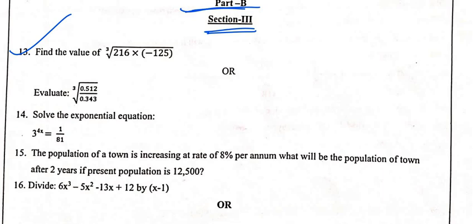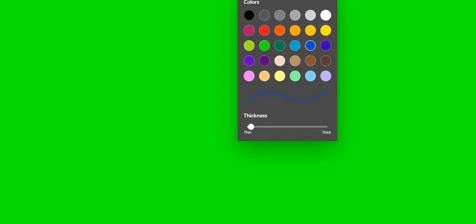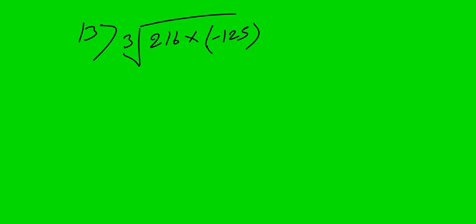So how will we solve it? Many students are confused, so here I am going to explain how to solve it. Our question number 13 is: find the cube root of 216 into minus 125. Most of the students are aware that 216 is the cube of 6 and 125 is the cube of 5.